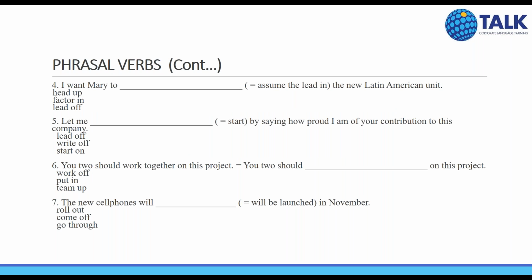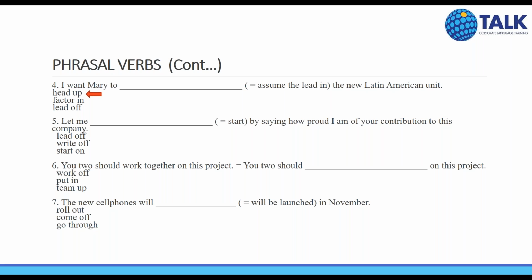I want Mary to blank, which means to assume the new lead, the new Latin American unit. So what we're looking for is to assume the lead in. Okay? The answer to that one would be head up, which means you've taken the lead. You're now the head of this project. You're the leader in the new Latin American unit.